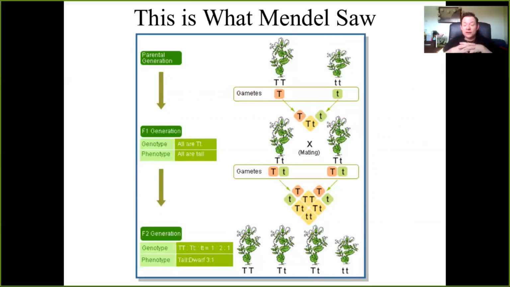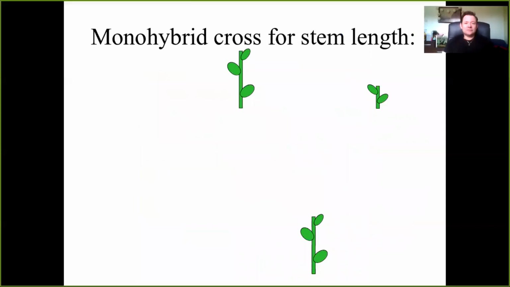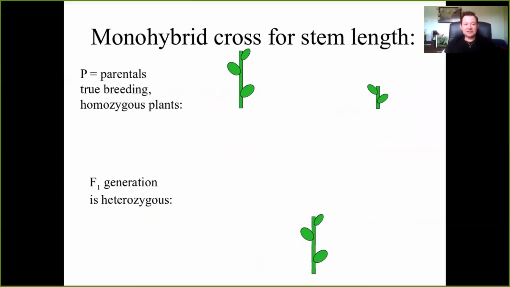So every offspring is going to have a big T and a little t, which means it's going to be tall. Because remember, the big T is dominant over the dwarf little t. This will make more sense as we move along. So, parentals: true breeding, homozygous plants. F1 generation is heterozygous. All offspring will be a big T and a little t, and therefore the phenotype will all be tall.